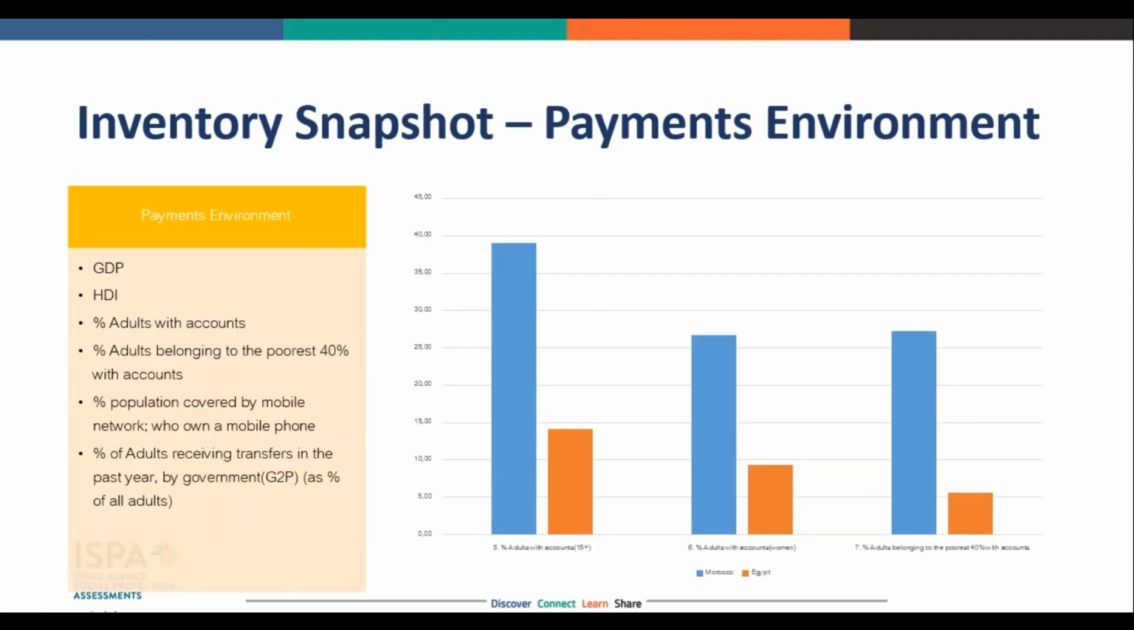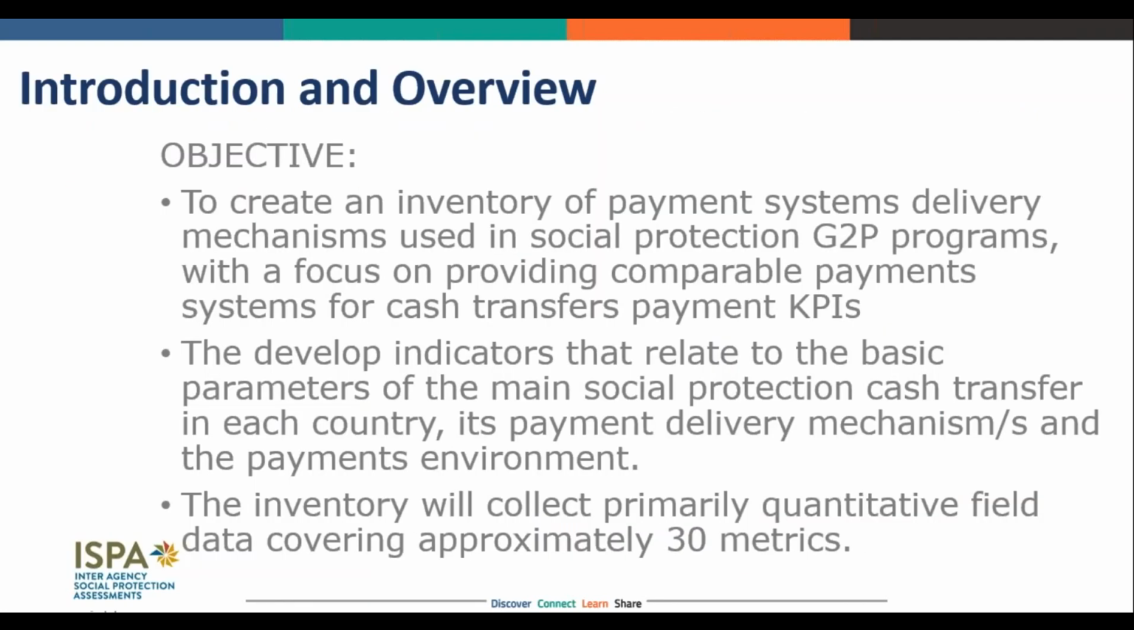Yeah, so if you look at the previous slide. If you look at the inventory, the overall objective was to have a combination of different ways of looking at the inventory: from a payment system delivery, from a social protection, and then the actual payment environment itself. So we're looking at it from three different perspectives, and we're looking at the major social protection programs which have important cash transfer components.